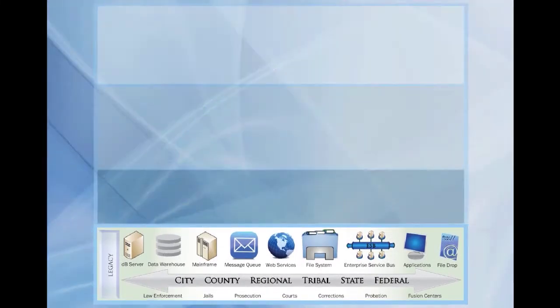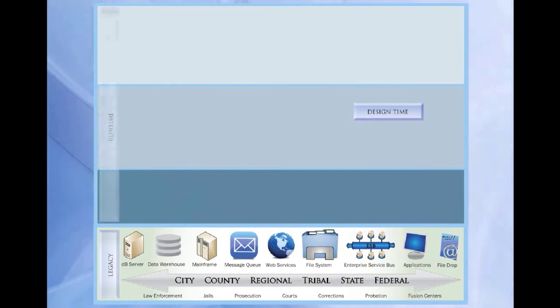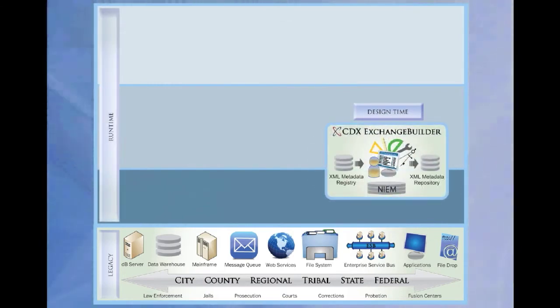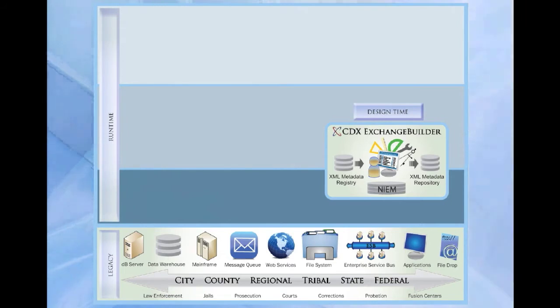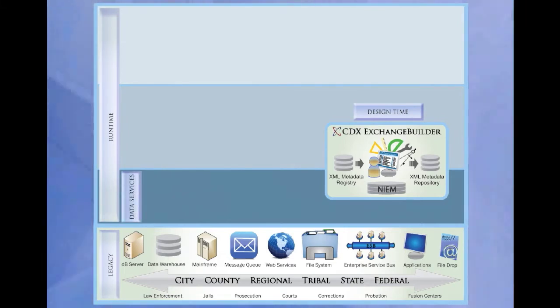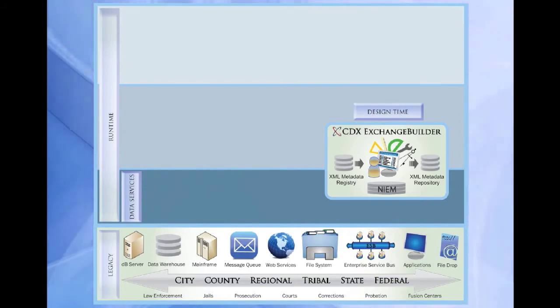First, note the difference between design time, where we gather the requirements for the desired exchange, and the runtime, those products that configure and run the new services. In design time, the CDX Exchange Builder is the fundamental tool addressing the disparity of data and technologies in your current enterprise. In the runtime, we show the specific layers of an enterprise solution.